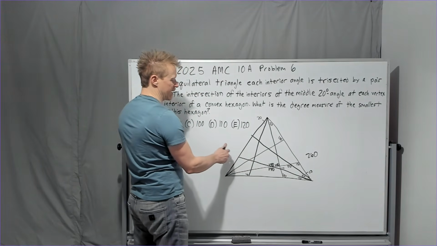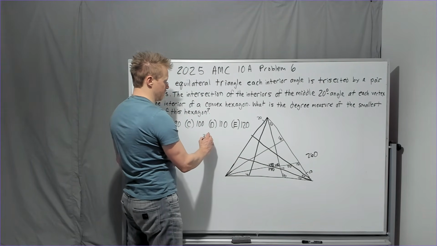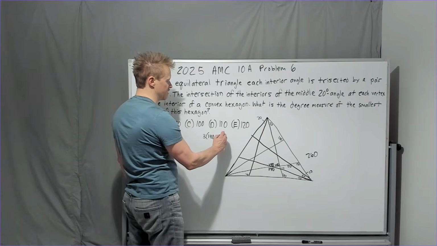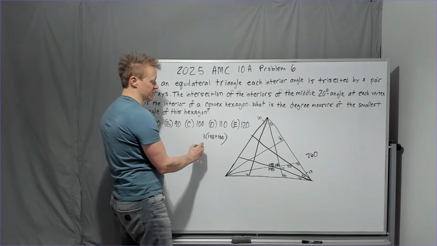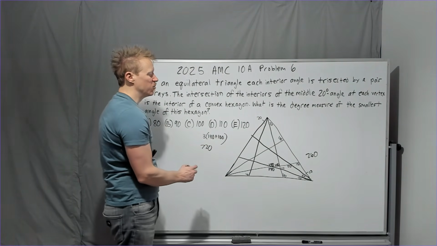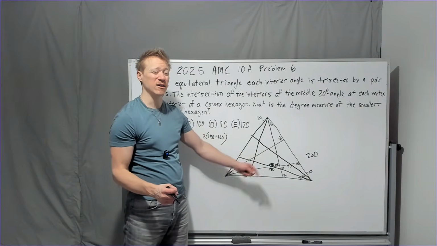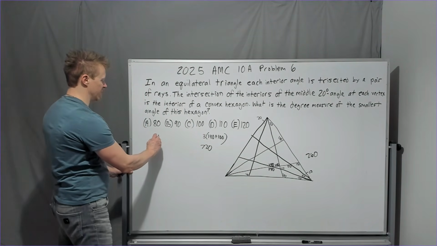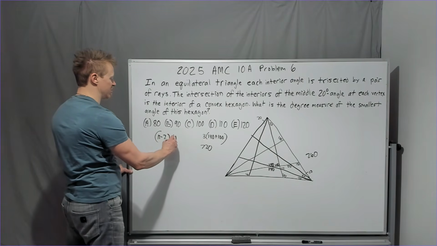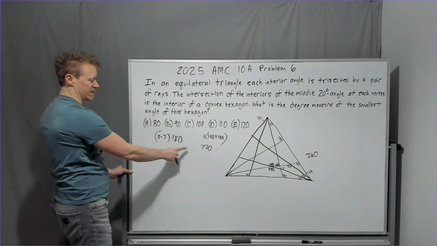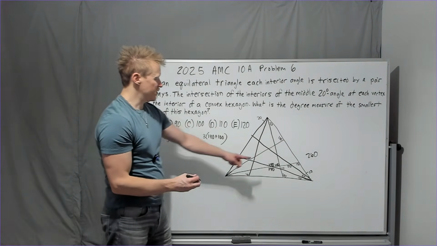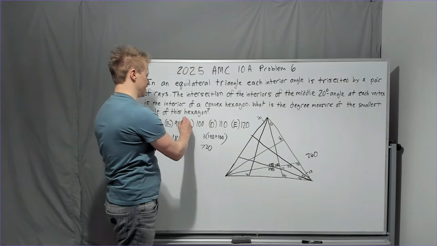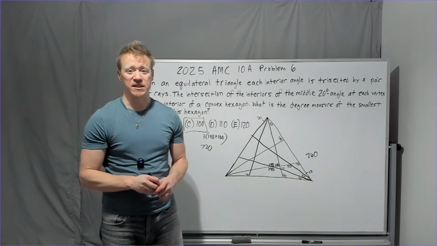Just to double check, if I add 3 times 140 plus 100, I'll get 240 times 3, which is 720, which is the sum of the interior angles of a hexagon as an additional check. That formula, by the way, is n minus 2 times 180. Put a 6, you're going to get this. So the answer is going to be 100, which is C. Let's get on to the next problem.